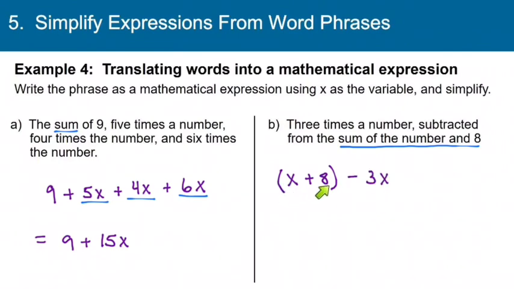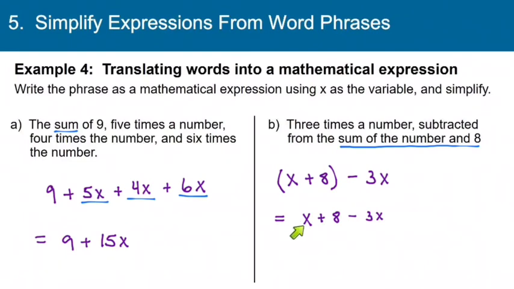Okay, now you have to ask yourself, what are these parentheses doing? There doesn't seem to be anything to distribute here. So I put these parentheses here because it said the sum, and when you're first starting out, you can't always know if you need the parentheses or not. So I did put them, but now I see that they are not necessary because there's nothing to distribute. So we'll just have x plus 8 minus 3x.